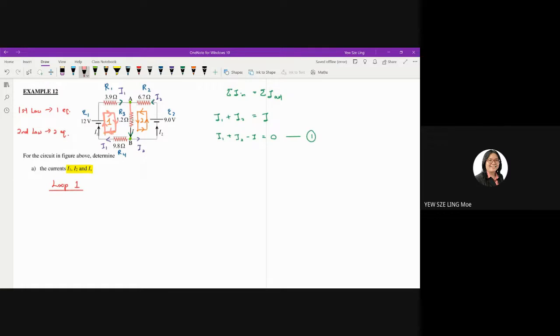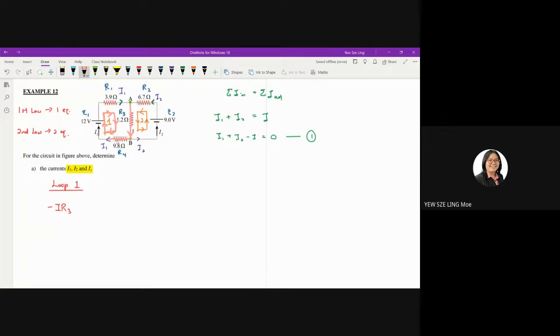When it passes through R3, it experiences a potential drop. If you look at current I and the direction of the loop, both are pointing in the same direction, meaning this is negative IR3. I use I here because the current flowing through R3 is the current I. So negative IR3.